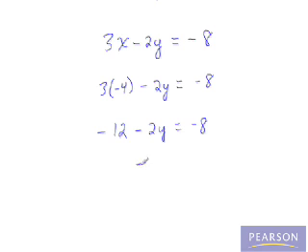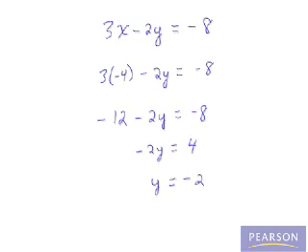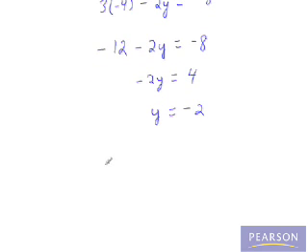Let's go ahead and add 12 to both sides, giving us negative 2y is equal to negative 8 plus 12 would be a positive 4. And now we'll divide both sides by negative 2. 4 divided by negative 2 is a negative 2. So our x-coordinate is negative 4. Our y-coordinate is negative 2. So our final answer would be negative 4, comma, negative 2.